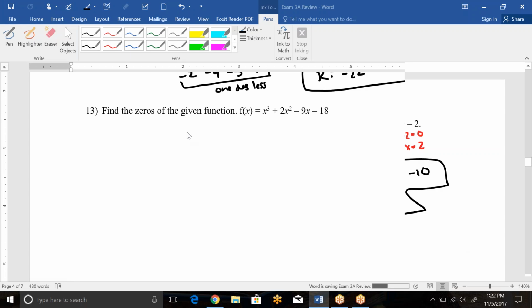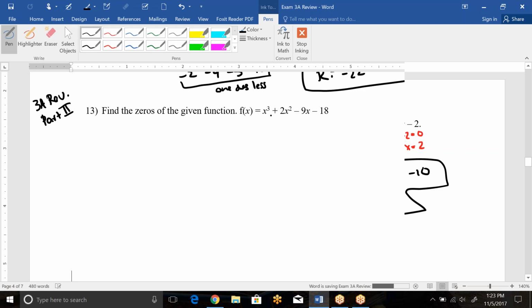All right, this is part 2 of the 3A review, picking up with number 13. So it says find the zeros of the given function. Anytime I see that, that means I'm looking for when does x equal 0.